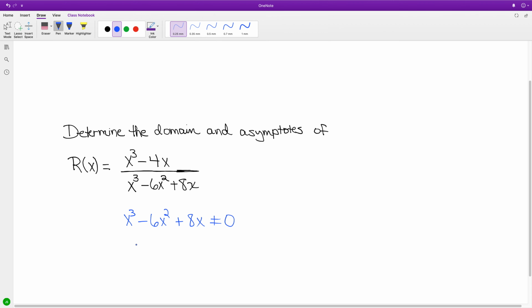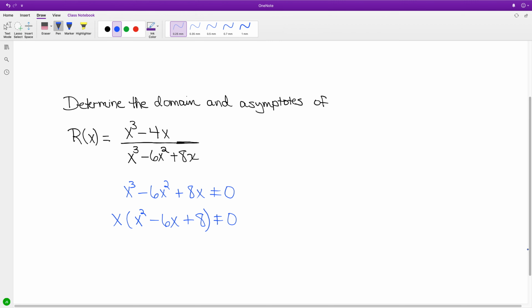And if we look at factoring, we have x times the quantity of x squared minus 6x plus 8 cannot be 0. And the trinomial can be factored. So we have x times the quantity of x minus 2 times the quantity of x minus 4 cannot be equal to 0.